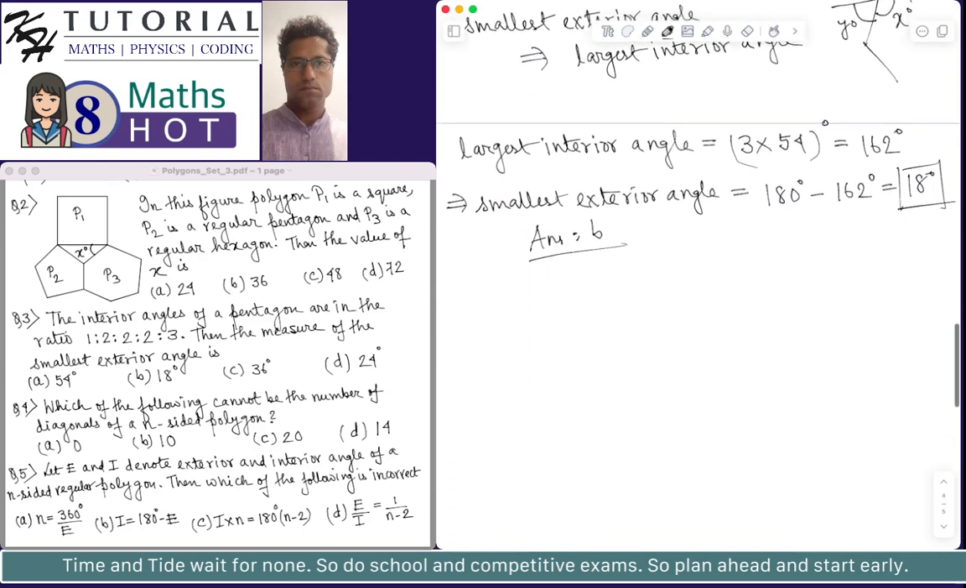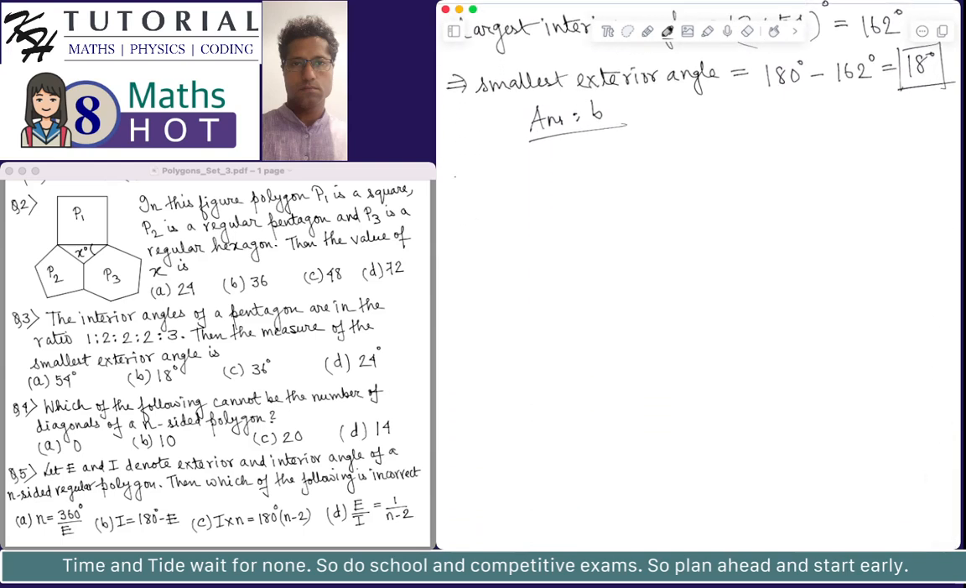Okay, let's do problem number 4. Which of the following cannot be the number of diagonals of an n-sided polygon? Okay, so we know there is a formula for the number of diagonals of an n-gon polygon. An n-gon polygon means a polygon having n number of sides. The formula is n into n minus 3 divided by 2.